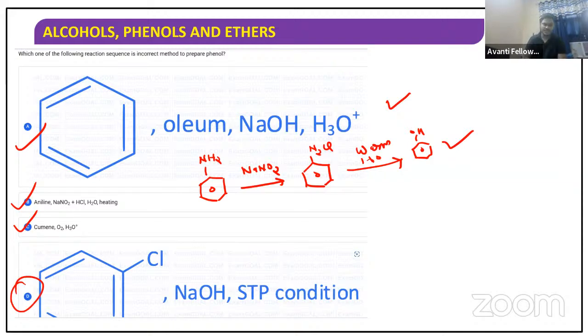Why? Because when we treat chlorobenzene with NaOH at STP, no reaction takes place. Chlorobenzene and NaOH at STP do not react with each other. So we can say that option D is absolutely correct. At STP condition, substitution at sp2 carbon atom is not feasible. That's why in D there is no product formed. So option D is the correct answer for this question, because they're asking which one of the following reaction sequences is an incorrect method to prepare phenol. They're asking for incorrect, so option D is the correct answer.